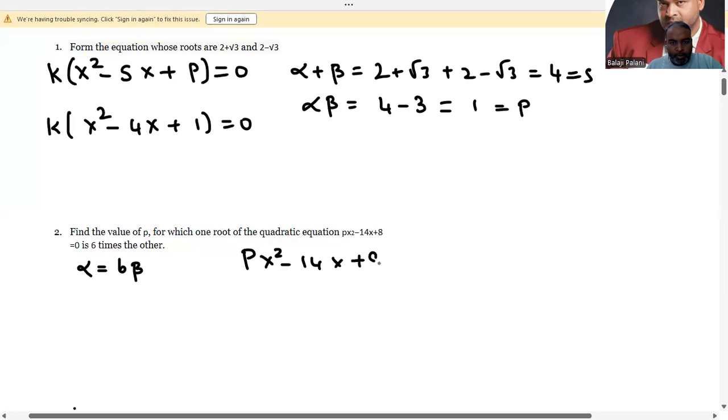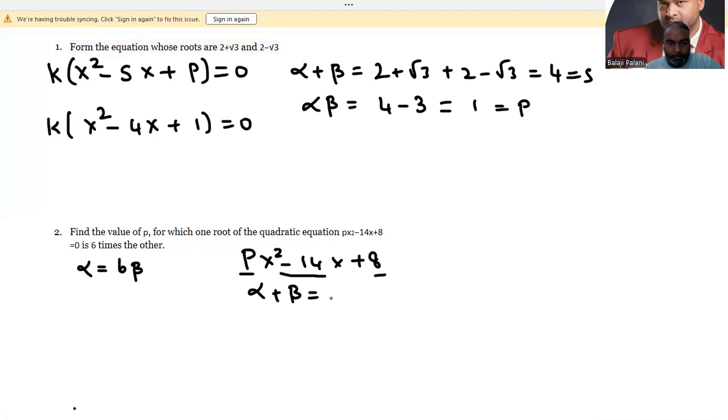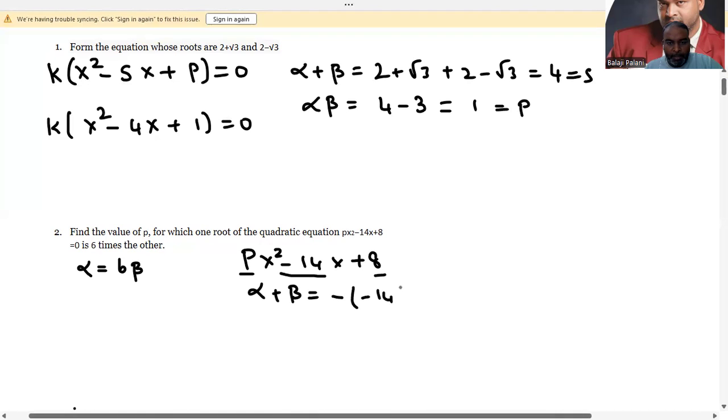As soon as an equation is given, immediately find out the sum of the roots. Alpha plus beta is minus b by a. Here, a is p, b is minus 14 and c is 8. Don't make mistakes with the sign, and choose the coefficients correctly. So, minus b by a becomes minus of minus 14 by p, which is plus 14 by p. This is the sum of the roots. And product of the roots is equal to c by a, which is 8 by p.